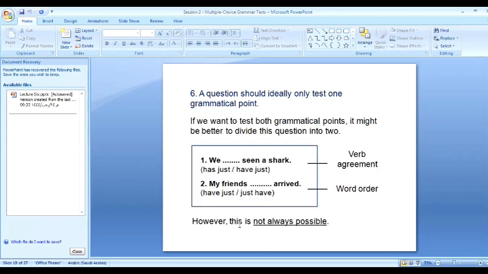So here it could be like this. A question should ideally only test one grammatical point. If we want to test both grammatical points, it might be better to divide this question into two. We has just or have just, this is verb agreement. My friends have just or just have, this is word order. We have to separate them, but we can't put them in one stem. However, this is not always possible.